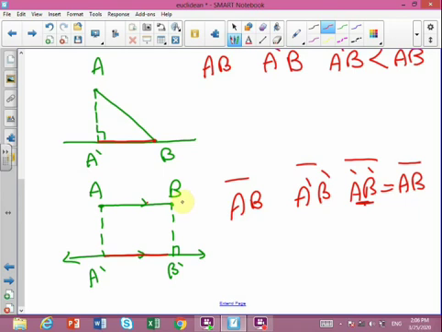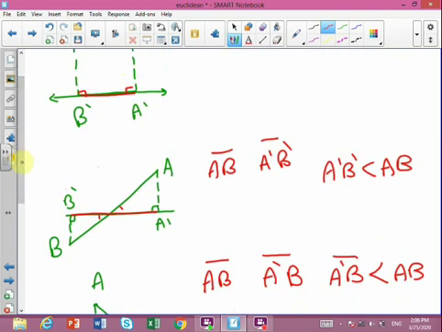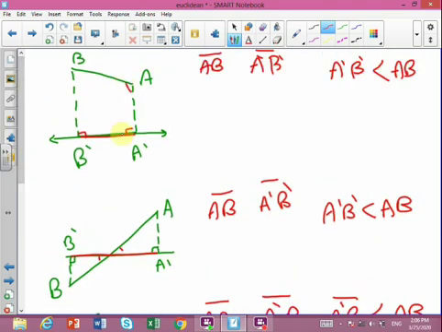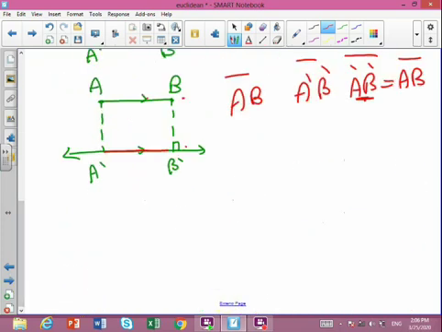In the case when they are parallel, when it is inclined by any angle, the projection line will always be smaller than the original one. Another case, I just said it, is when the line is perpendicular.